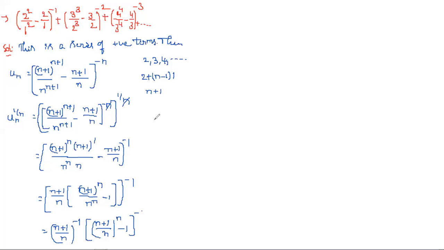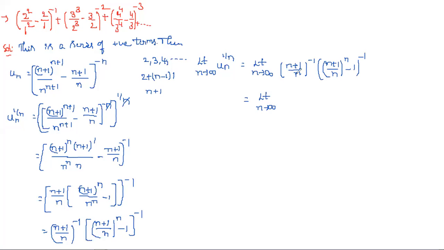Now limit n tends to infinity of un power 1 by n equals limit n tends to infinity of n plus 1 by n whole power minus 1, and n plus 1 by n whole power n minus 1 whole power minus 1. Why limit? Because we can't substitute n as infinity directly. If we substitute that, infinity by infinity is an indeterminate form. So for that we need to simplify this.